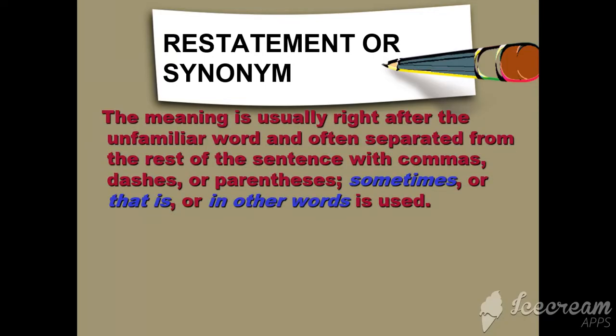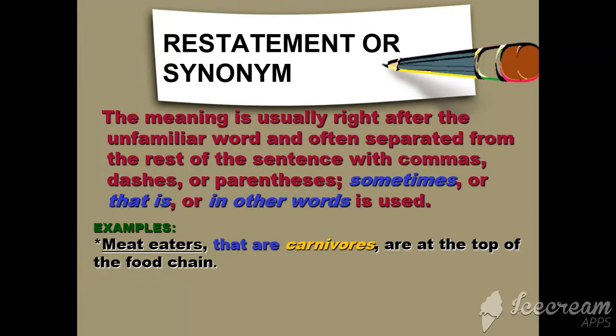Restatement or synonym. The meaning is usually right after the unfamiliar word and often separated from the rest of the sentence with commas, dashes, or parentheses. Sometimes "or," "that is," or "in other words" is used. Let's take an example. Meat eaters that are carnivores are at the top of the food chain. So here we see that carnivores are meat eaters. Alright?